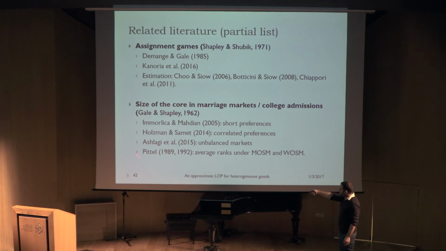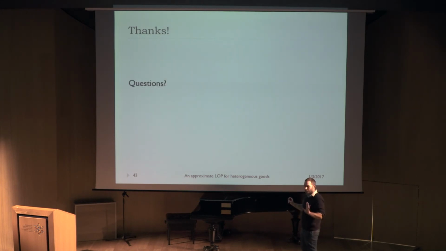And it also relates to the results on convergence of the core in two-sided matching markets that are usually explained by either short preference lists or by correlated preferences, and you saw both of those, I guess, in Nick's talk, or just, as I said, an unbalanced market. That's it. I think we'll move to questions if you have any.